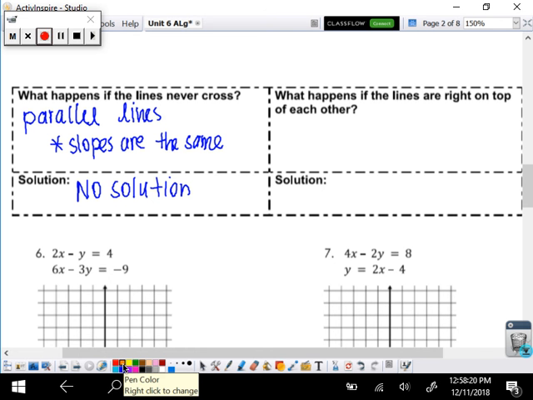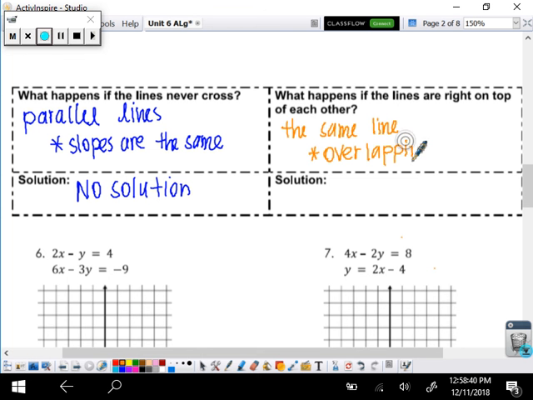On the other hand, it says what happens if the lines are on top of each other? In that case, you will have the same line. So these are the same line, overlapping lines. So that means that our solution is going to be infinitely many solutions.